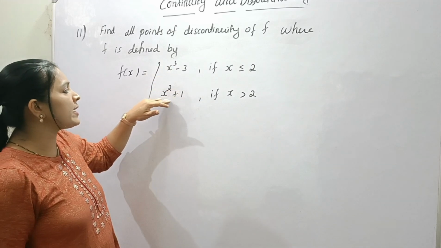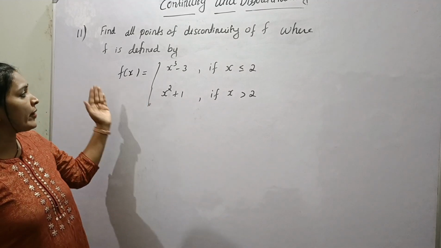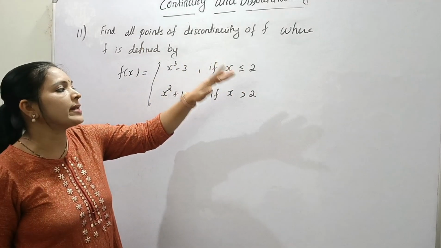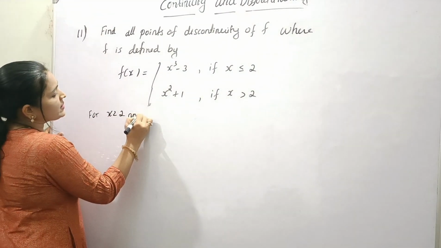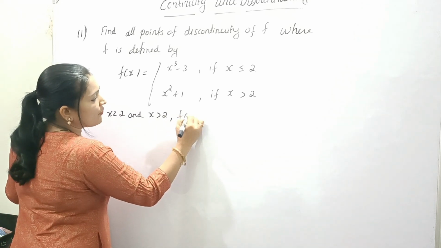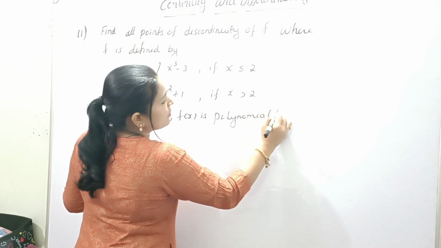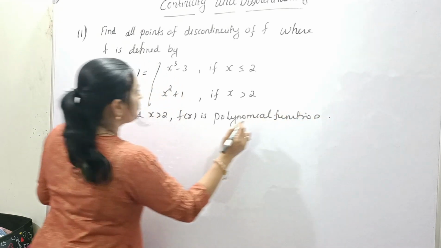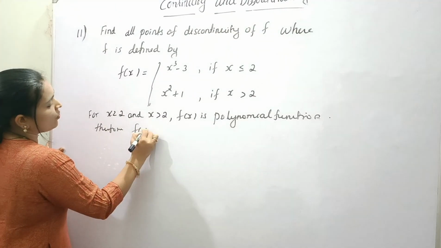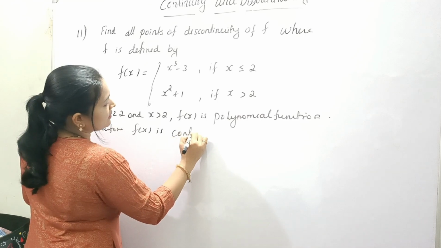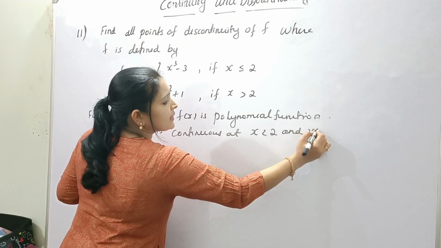function, right? x cube minus 3, x square plus 1 are polynomial functions, and every polynomial function is a continuous function. Therefore, f of x is continuous at x less than 2 and x greater than 2, right? For x less than 2 and x greater than 2, f of x is a polynomial function. Therefore f of x is continuous at x less than 2 and x greater than 2.